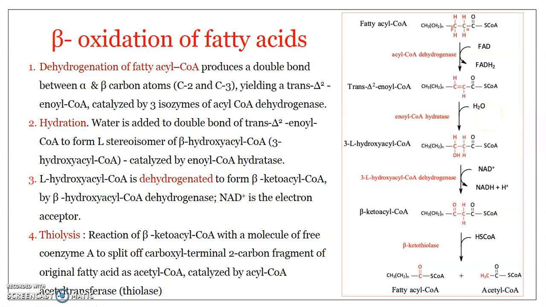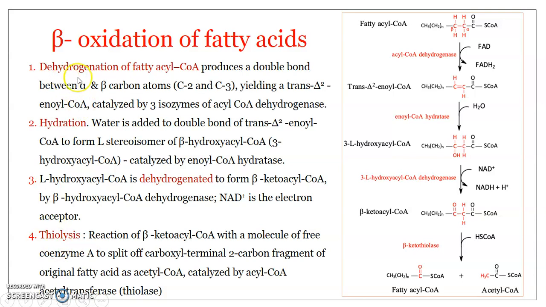Now, if you look into the beta oxidation proper, it takes place in 4 steps. The first is dehydrogenation, or oxidation. Second step, it is hydration. Third, it is dehydrogenation or oxidation again. Fourth is thiolysis, or thiolytic cleavage. Okay, we'll see step by step.